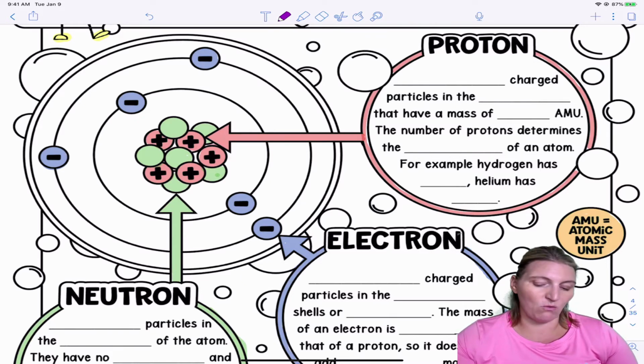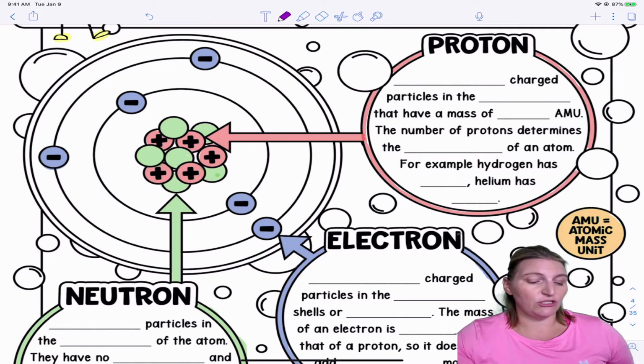So let's talk about what protons are. Protons are positively charged particles in the nucleus that have a mass of 1 AMU. The number of protons determines the element of an atom. For example, hydrogen has 1 and helium has 2.